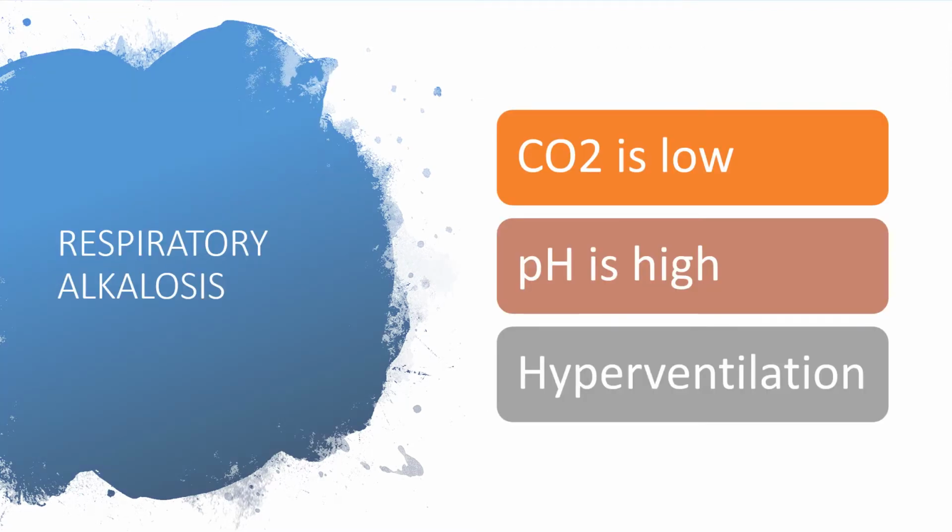Now, respiratory alkalosis. Here, the CO2 level is low. That is, carbon dioxide is low. The pH is high. It means this individual is breathing very fast, hyperventilation.